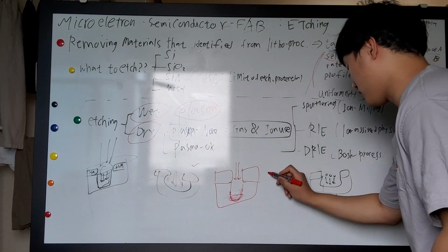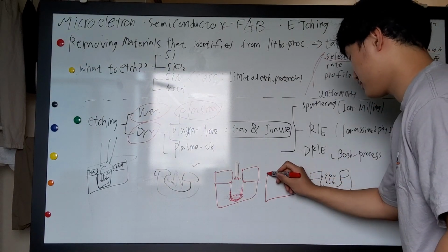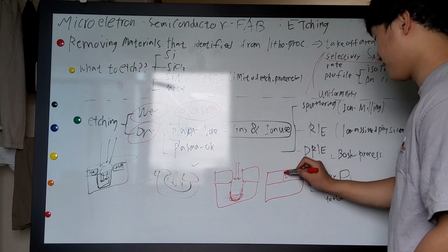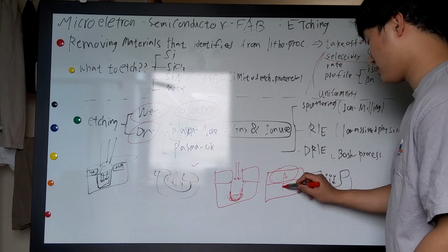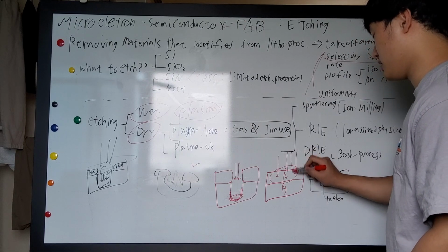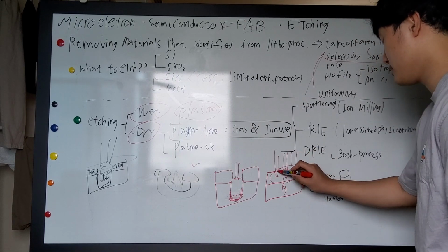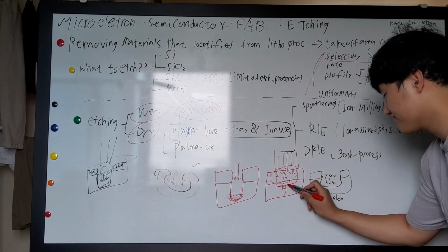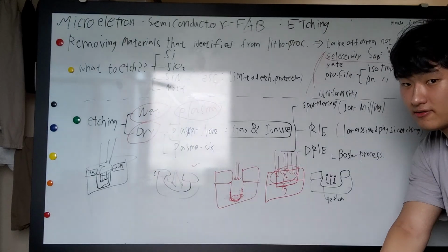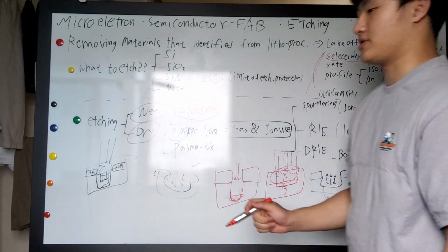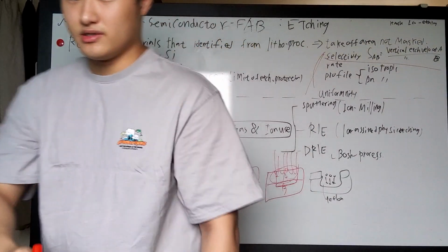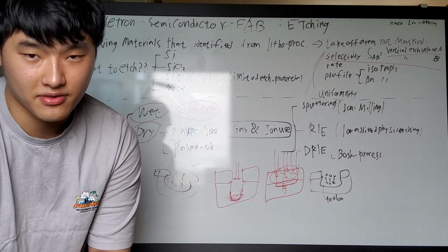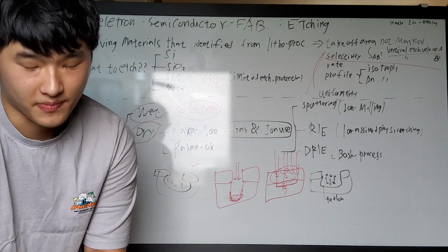Let's guess there are two materials. I just wanted to cut off A from the surface, and I keep etching, and finally the result comes out. But some of the other material was also etched, so that can be said to be a bad, unwanted result in terms of selectivity.